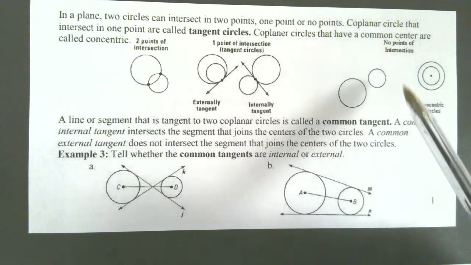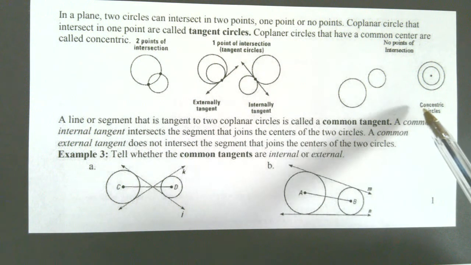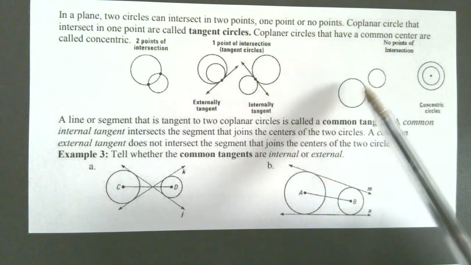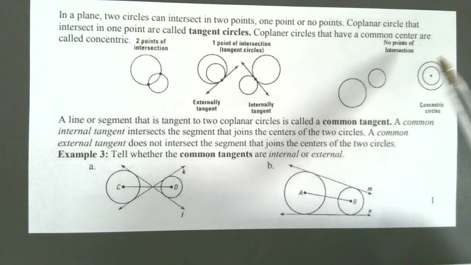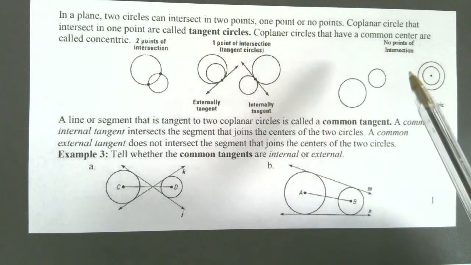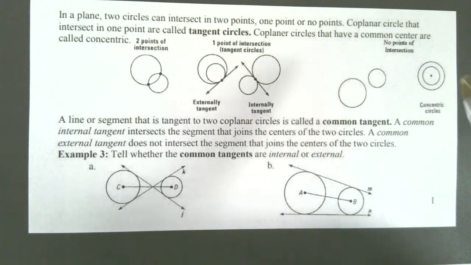And then we also have what we call concentric circles, or just circles that do not intersect. Concentric means that they look kind of like a dartboard, or a target. The circles are within each other, like they're inside of each other, and they're not ever going to cross.